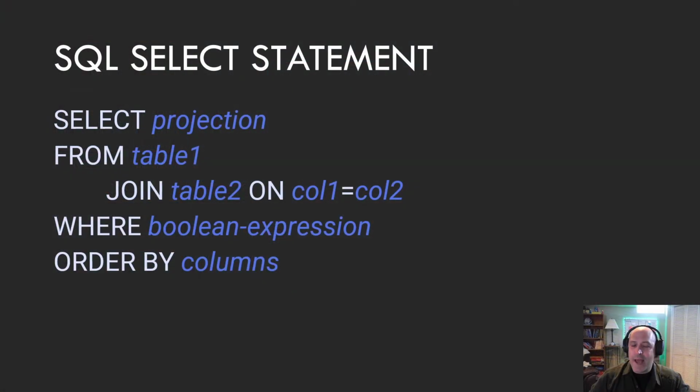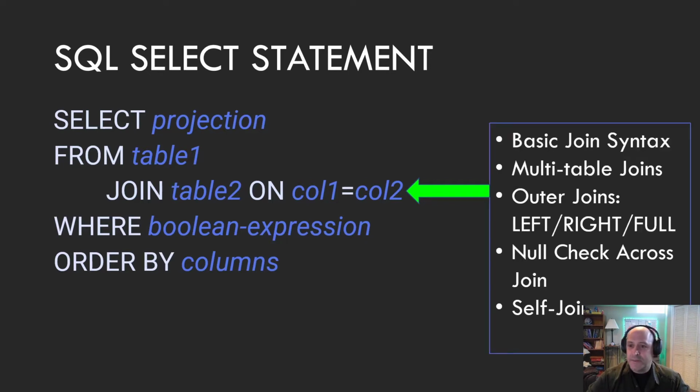In this video, we're going to emphasize the join clause, which is part of the from clause of the select statement. Specifically, we're going to look at basic join syntax, multiple table joins, the outer joins, that is left, right, and full joins, and we'll take a look at doing null checks across joins and then self joins. It ought to be a good one.